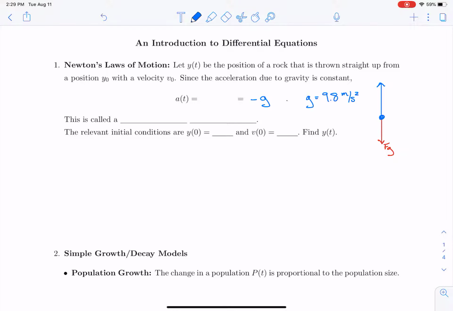Okay, but acceleration actually relates to the position of that object. Acceleration is the derivative of velocity, and of course velocity is the derivative of position. So really acceleration is the second derivative of position. And so what I've written down for you is that the second derivative of position, second derivative of y, is minus g. And this is actually a differential equation. It's an equation that has derivatives in it.